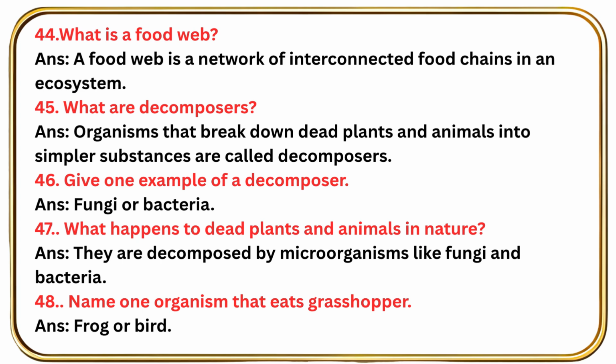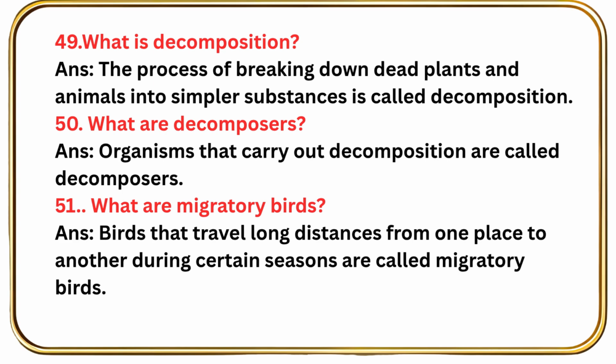Question number 47. What happens to dead plants and animals in nature? Answer. They are decomposed by microorganisms like fungi and bacteria. Question number 48. Name one organism that eats grasshopper. Answer. Frog or bird. Question number 49. What is decomposition? Answer. The process of breaking down dead plants and animals into simpler substances is called decomposition. Question number 50. What are decomposers? Answer. Organisms that carry out decomposition are called decomposers.